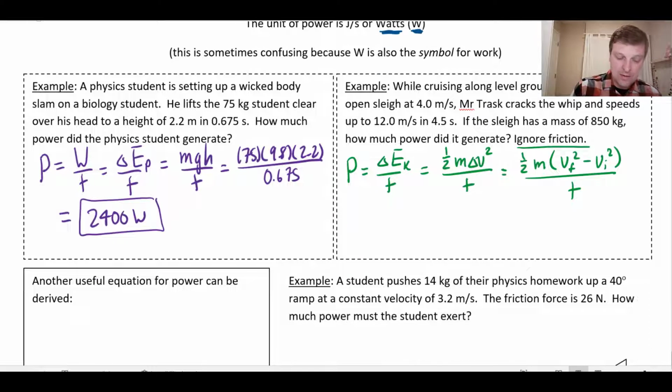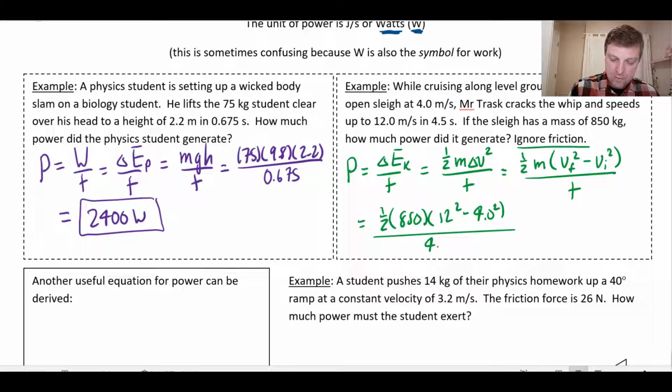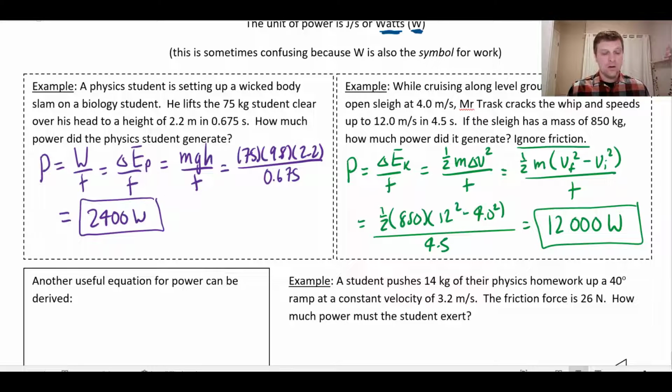And so plugging in all my values, I get 1/2 times the mass, which is 850, times 12 squared minus 4 squared, all divided by 4.5 seconds, and we end up with a total power of about 12,000 watts. Good for that horse.